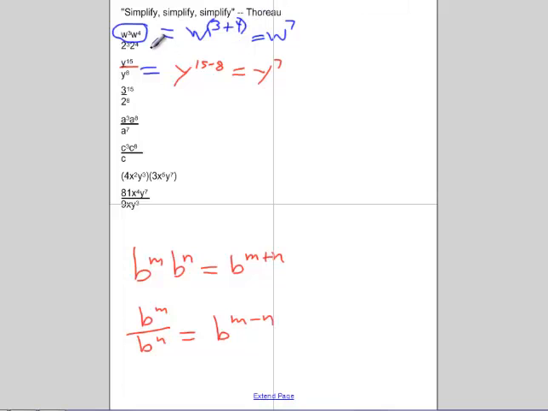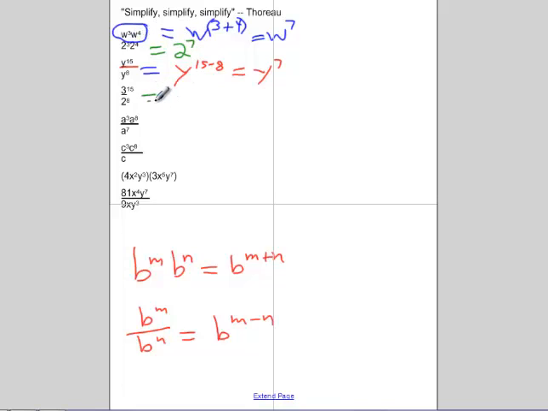All right, so this one here, 2 to the third power times 2 to the fourth power. Are the bases the same? If the bases are the same, then we can add up the exponents when we're multiplying them together. So the base has to stay the same, and 3 plus 4 gives us 7.